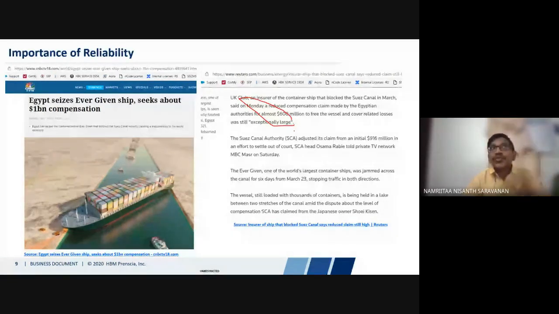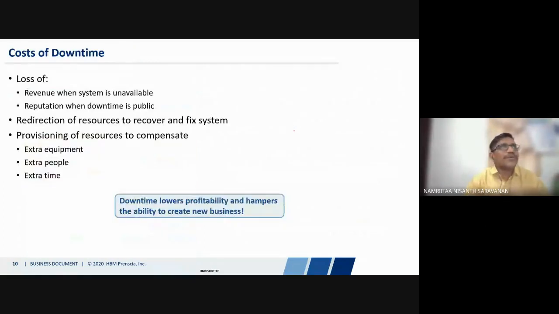Okay, so this is the cost of failure, the importance of failure. Everybody is thinking about that. From a company point of view, it causes a loss in revenue because the product is unavailable. The ship was hampered in the Suez Canal for 6 days, which made the entire world go around, and it hampered most of the production units. Then there is the reputation when the downtime is public.